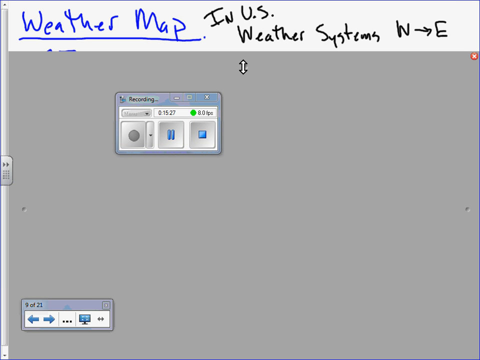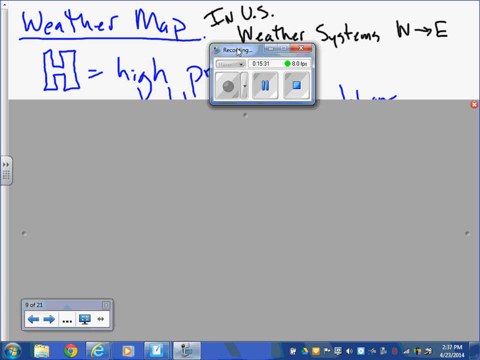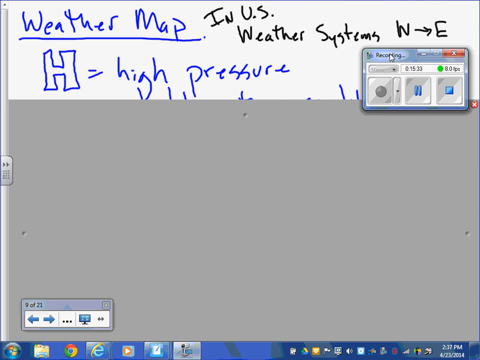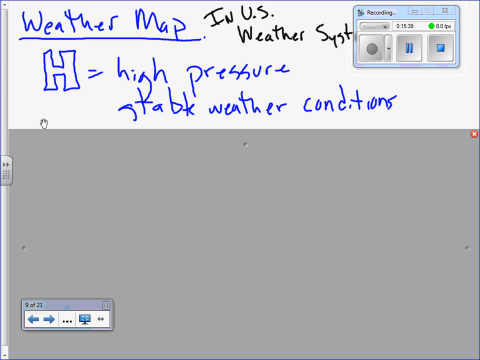So in our weather map, you can have areas of high pressure. Of course, in the United States, weather systems move from west to east. You know that. So areas of high pressure are shown by a big blue H. Again, we talked about this, and it was in the lab we did, but people still get mixed up.